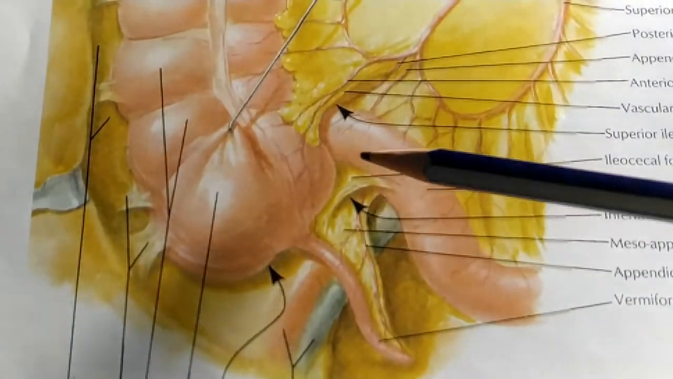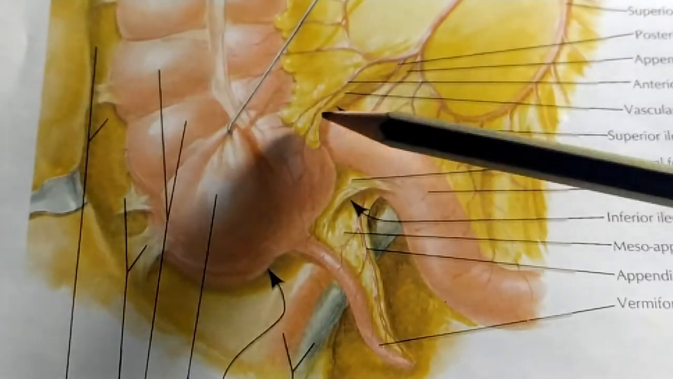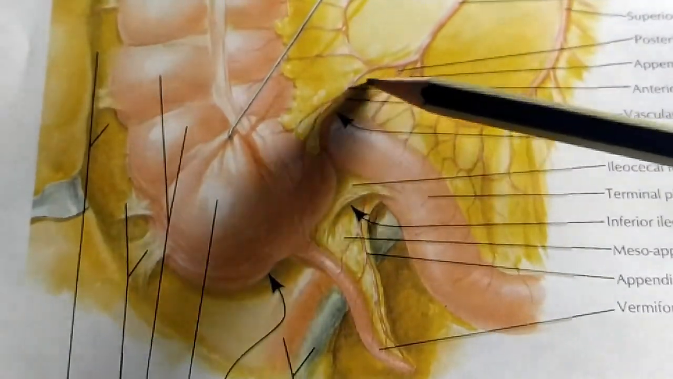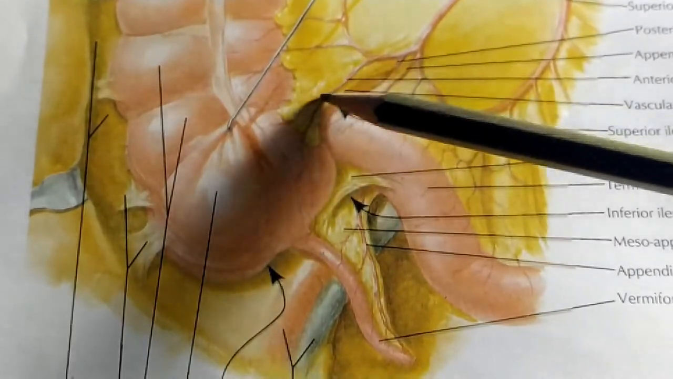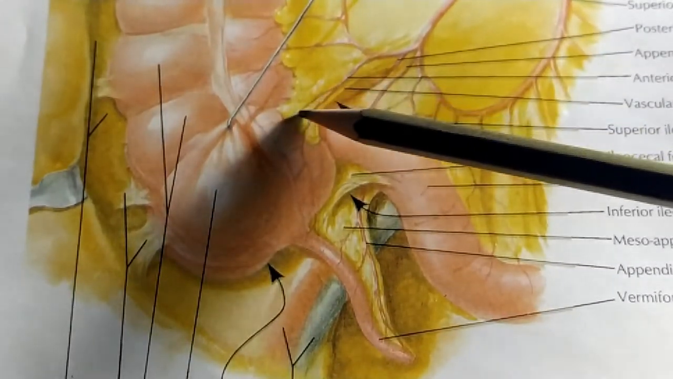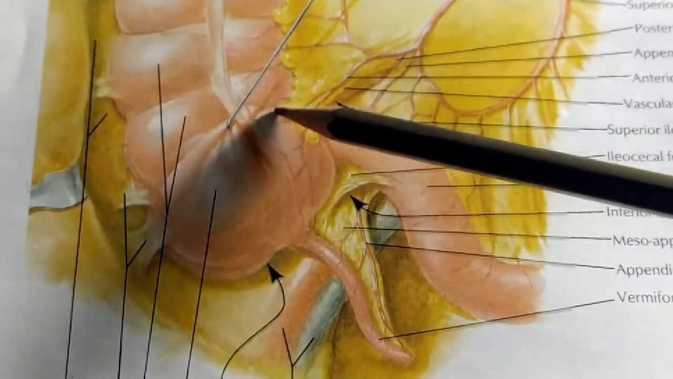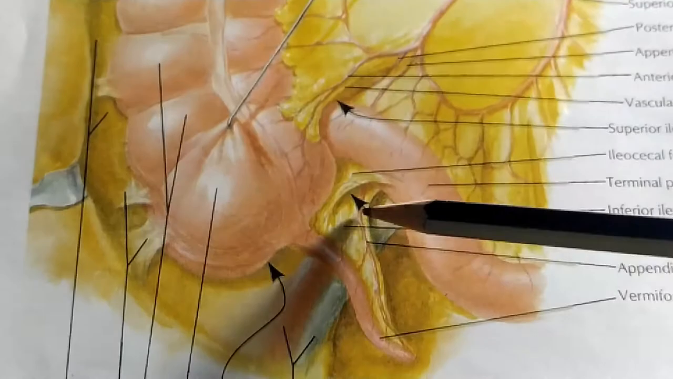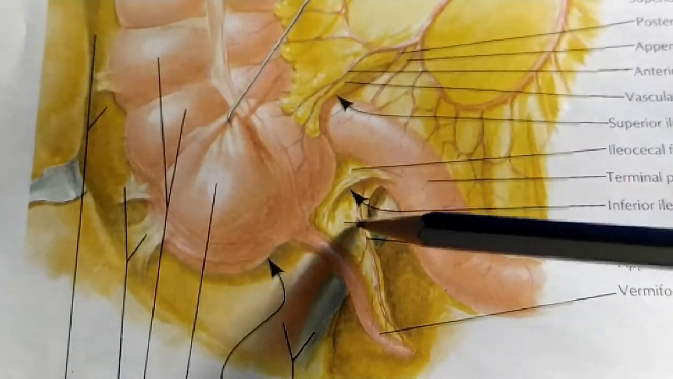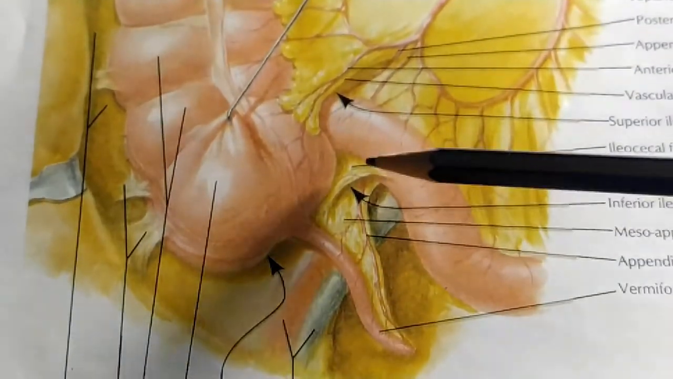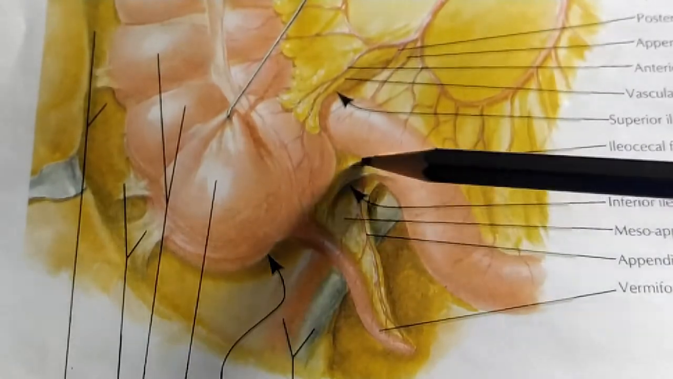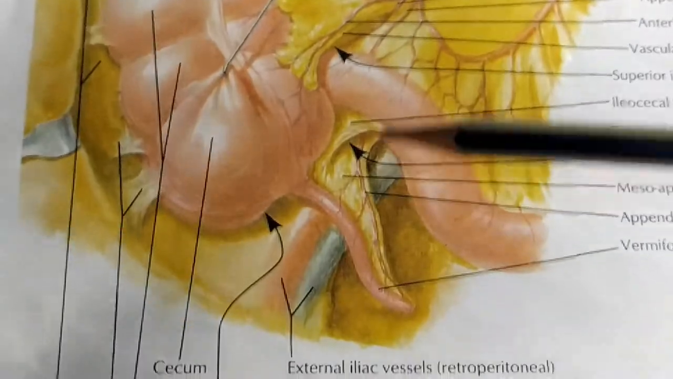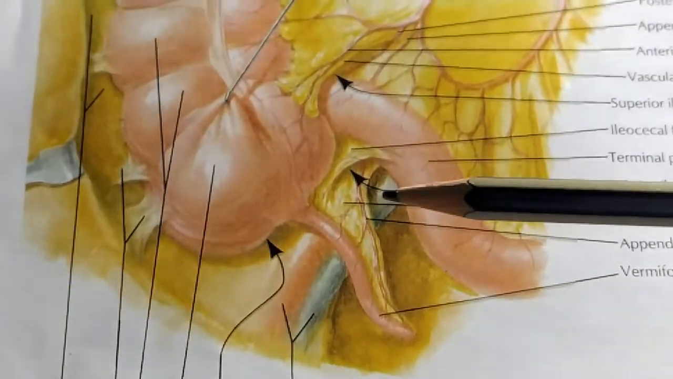So what is the importance? The superior ileocecal recess contains the ileocecal artery and the ileocolic vein going through the recess. And in the case of the inferior ileocecal recess, the appendicular artery and vein go through the inferior ileocecal recess. So that is the importance.